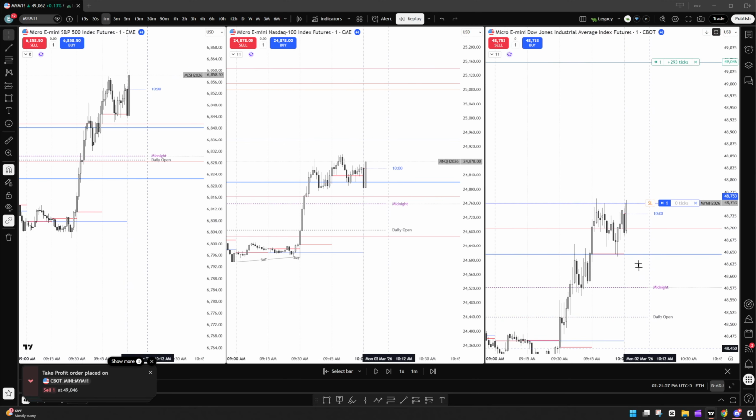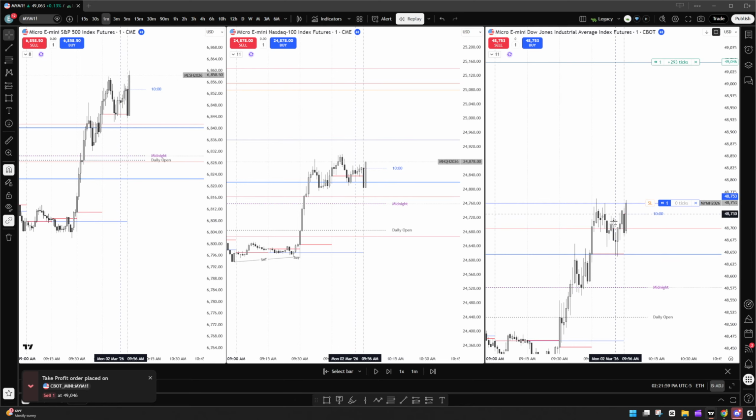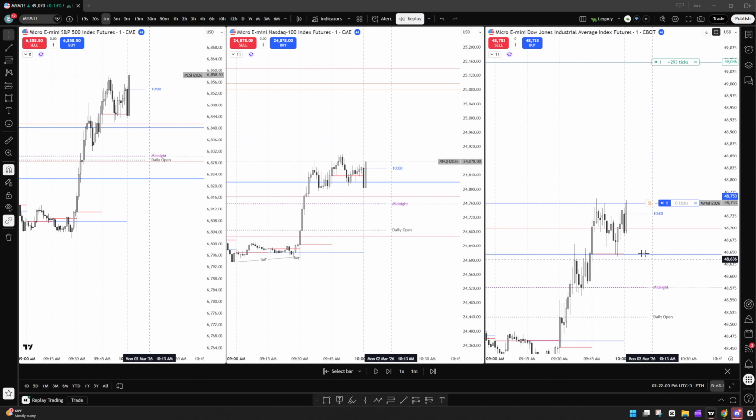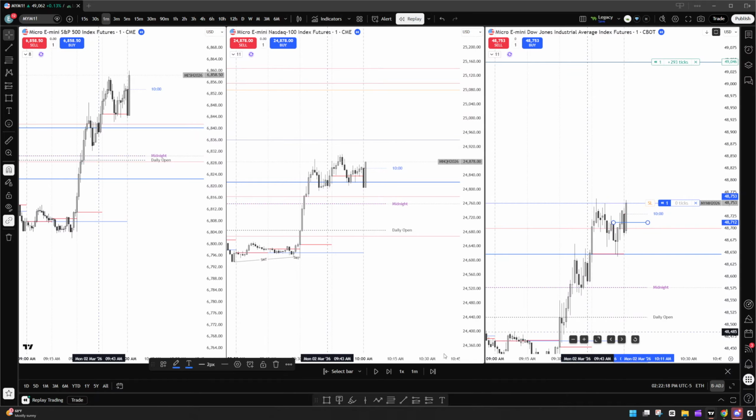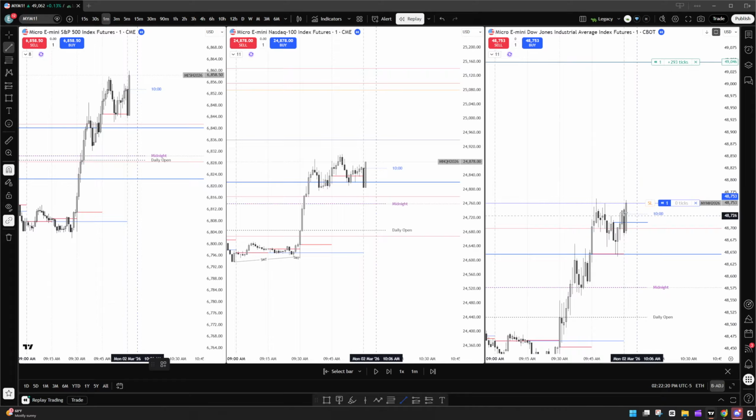Because here on YM, 10 o'clock, we had an OB, consolidation, expansion. Then we have a PD array resting on top of this OB, then we open into it, and then we CSD here. We CSD here. And then we CSD 10. And I have no idea, I'm just curious.